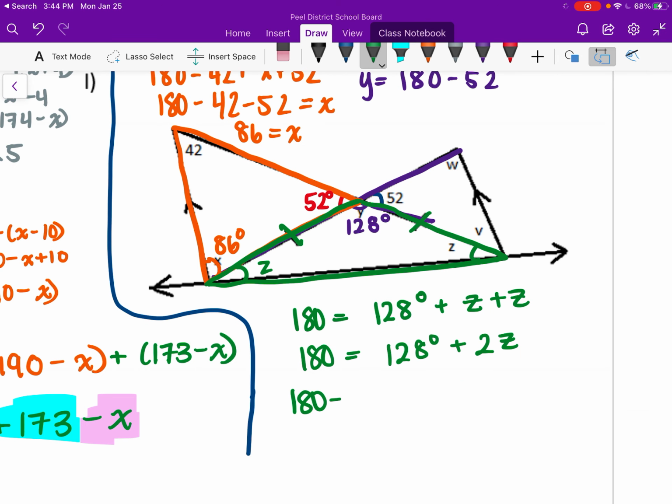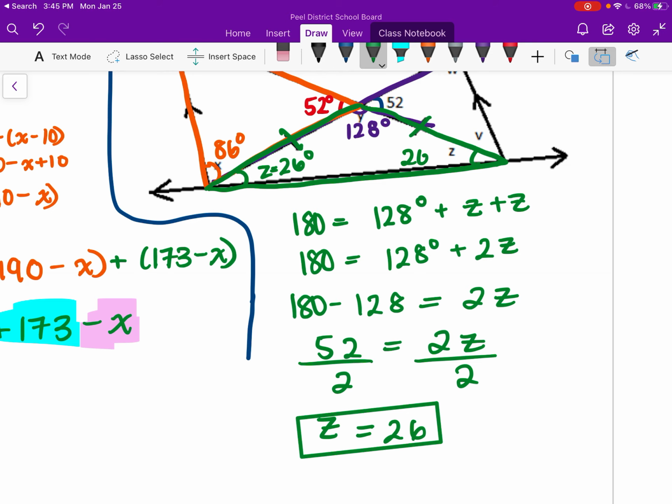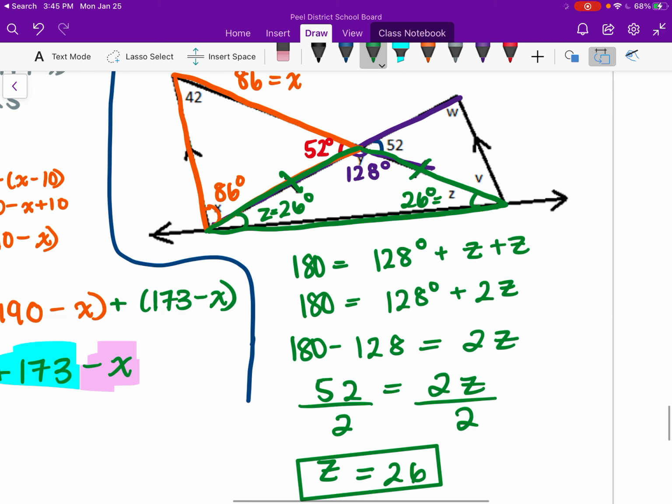180 minus 128 is equal to 2z, right? So 180 minus 128 is going to give me 52 equals 2z, divided by 2. And I know that z is going to be equal to 26. Right? So this is equal to 26 degrees. This one's also equal to 26 degrees. Okay?